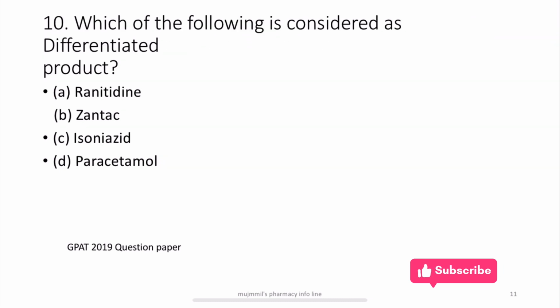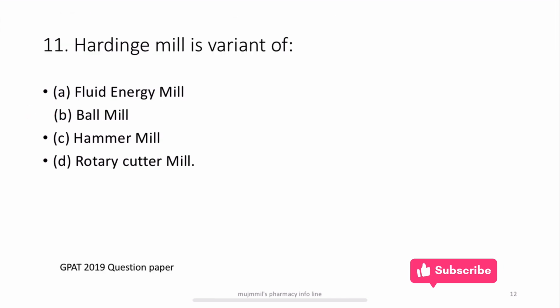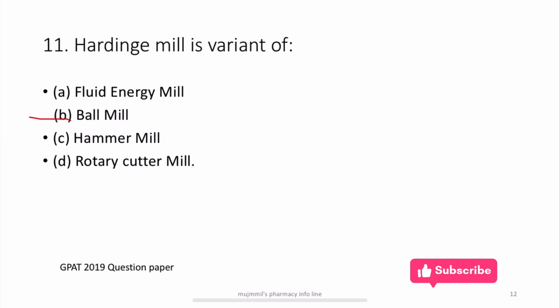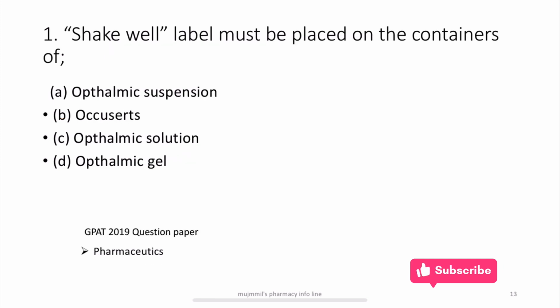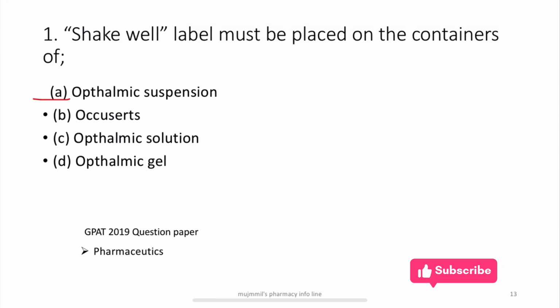Which of the following is considered as a differentiated product? The correct answer is option B, Zantac. Hardening meal is a variant of. The correct answer is option B, ball meal. So, hardening meal is a variant of ball meal. Shake well label must be placed on the containers of. The correct answer is option A, ophthalmic suspension. From this, we are starting the pharmaceutics department.